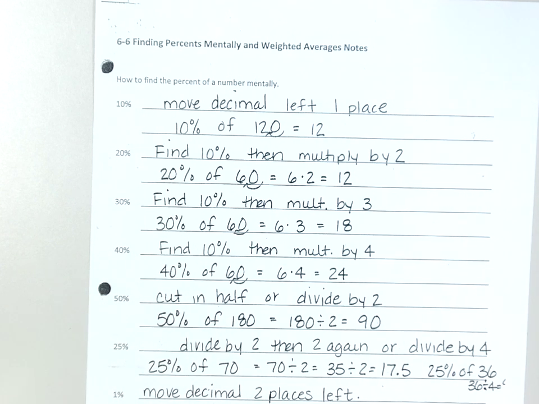Okay, in your packet, go ahead and find 6-6. This sheet is already filled out, but I'm just going to go over it a little bit. This is finding percents mentally, and on the back are weighted average notes, and we will go over those notes as well. So how to find the percent of a number mentally.